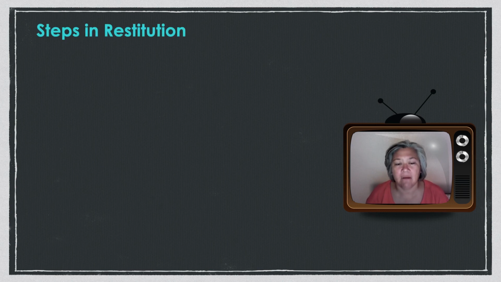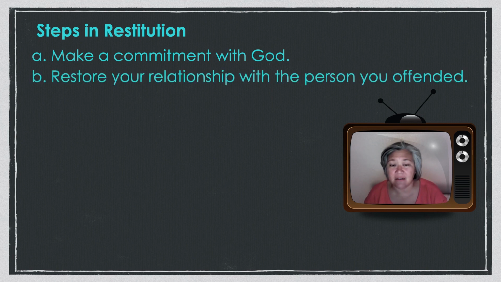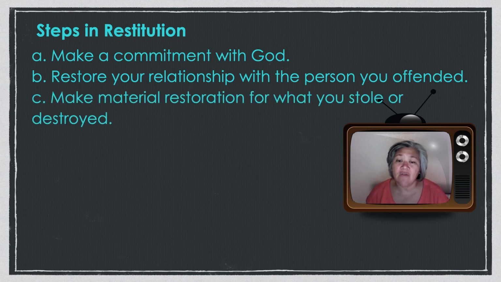Do not take these points of restitution lightly. Our course memory verse testifies to the importance of asking for forgiveness from our neighbor and from God. So let's list the steps in restitution. A, make a commitment with God. B, restore your relationship with the person you offended. C, make material restoration for what you stole or destroyed.